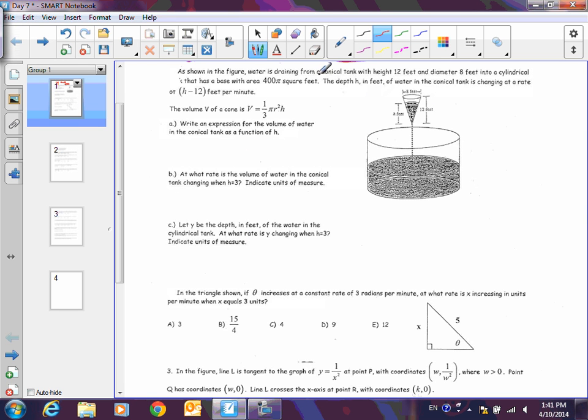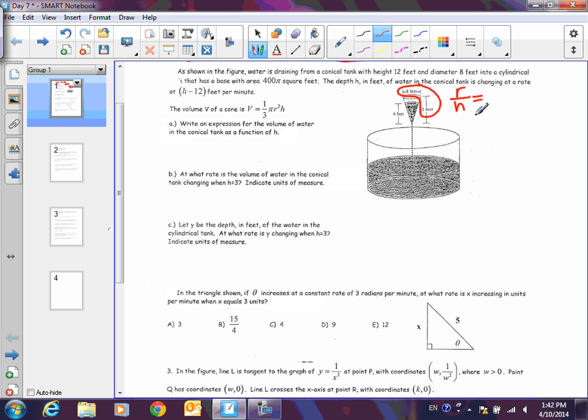So it says, as shown in the figure, water is draining from a conical tank with height 12 feet and diameter 8 feet. Okay, this information right here is only there to give you the ratio of radius to height. When you're dealing with cones, this whole proportion thing, sometimes they give you an equation, like the radius is 3 times the height. Sometimes you have to find the proportion. So what would the proportion of radius to height be?